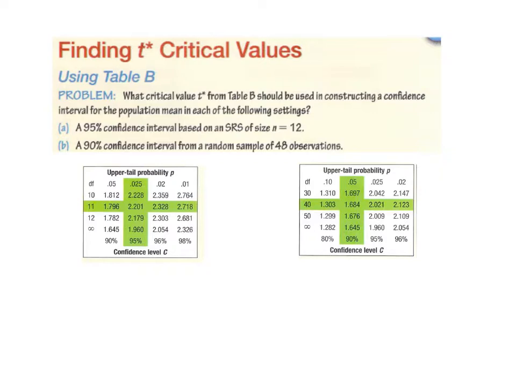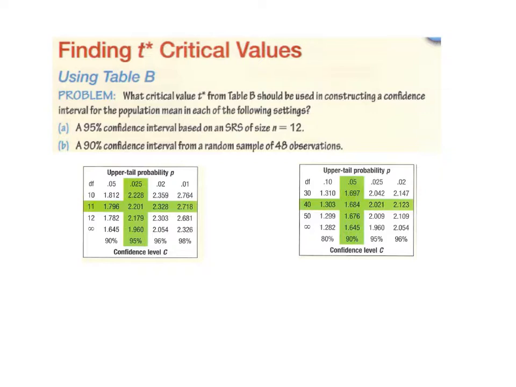The first one, I've got a 95% confidence interval based on a sample size of 12, and the second one, I have a 90% confidence interval on a sample size of 48. So first of all, these two down at the bottom, those are little snippets of Table B. Okay, Table B, you have a copy in the back of your book as well as in your formula chart.